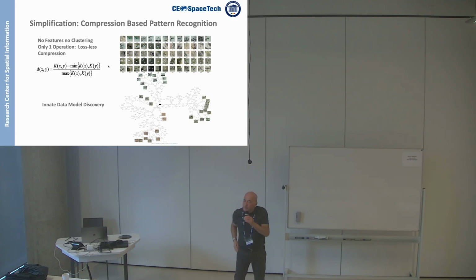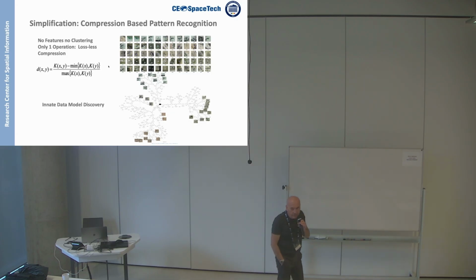We compute this d, which is a distance. And this distance is independent of the data. This distance can be applied to any digital string. We need only digital strings. It does not matter if it's a polarimetric picture or text. It's a digital string. And we have a classification which is independent of the features.